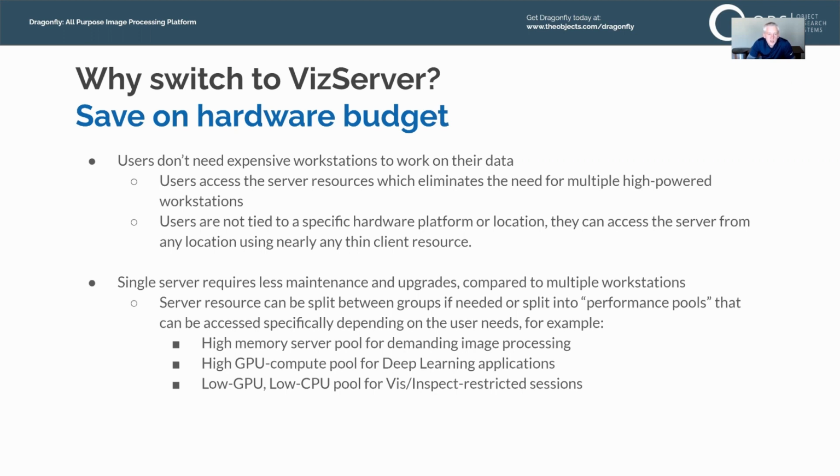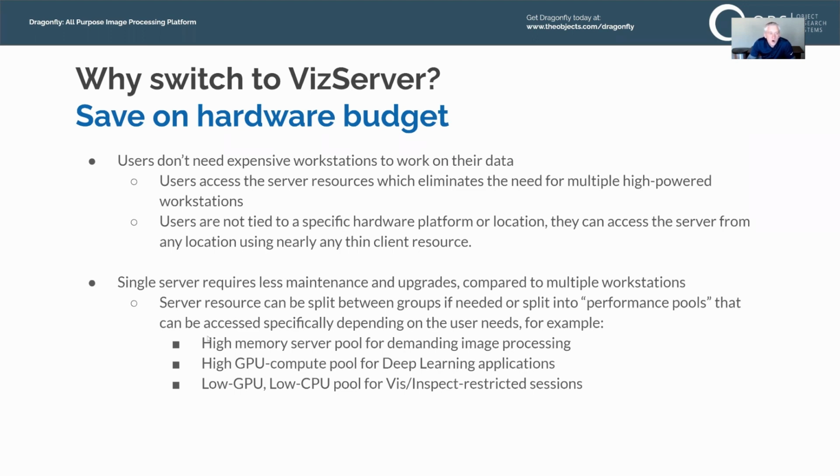The server resources can actually be split between groups or split into performance pools. So maybe you want to take advantage of having a high memory server pool for demanding image processing, or a high GPU compute pool for deep learning applications. Or, and this was quite interesting to us, multiple of our early adopters of VizServer said they want to make Dragonfly accessible not to the image analyst, but to the collaborating scientist who really can benefit from seeing the data. People who are not going to be doing processing, but can benefit from 3D visualization and slice visualization. So you might create a pool of resources of low GPU, low CPU capacity for visualization and inspection restricted, where you're not doing any deep learning and you're not doing any processing.